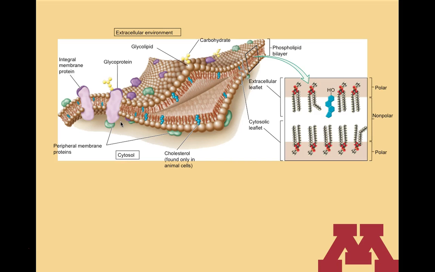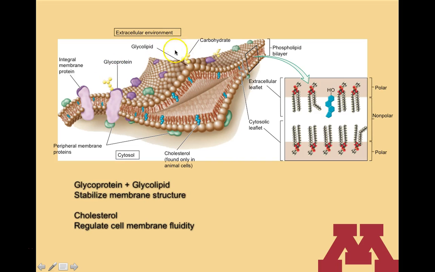So apart from those proteins, we can see we also have the glycoprotein, glycolipid, and the cholesterol. So they are also the major components of the plasma membrane. The glycoprotein and glycolipids help to stabilize the membrane structure. And the cholesterol regulates the cell fluidity.